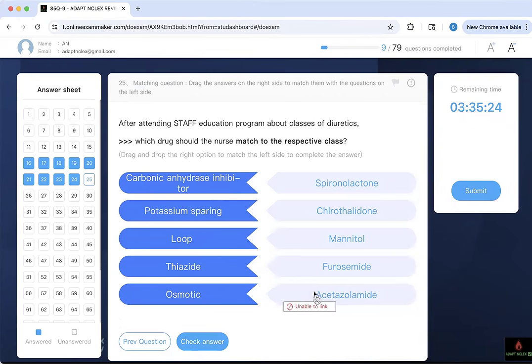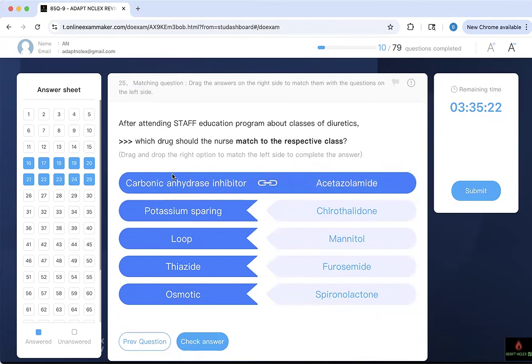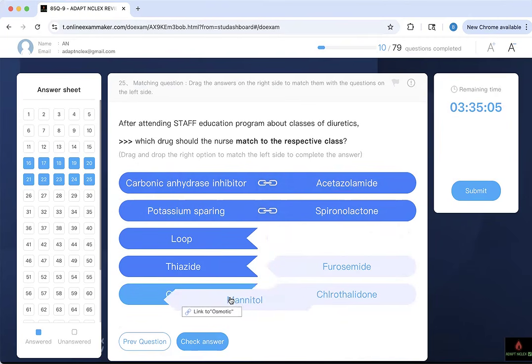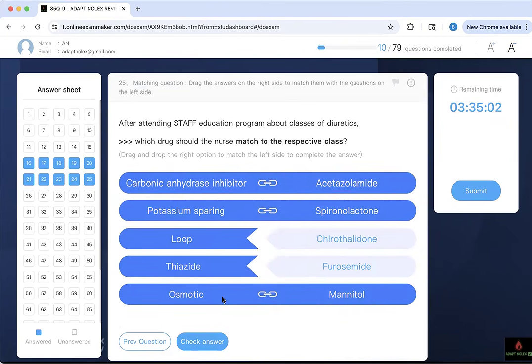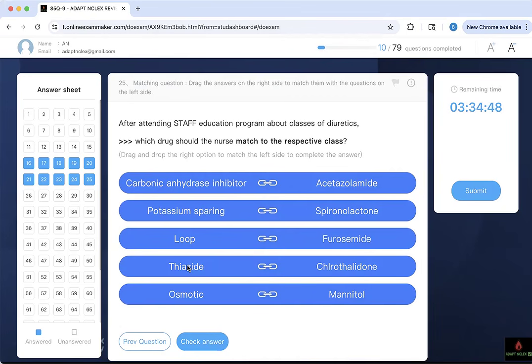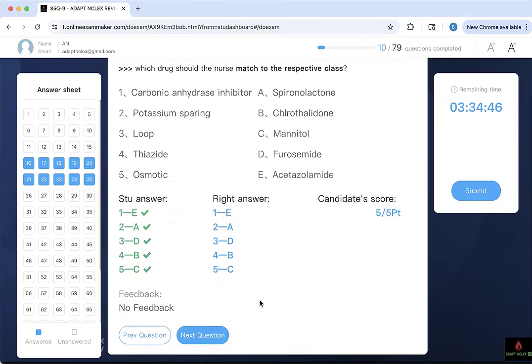Carbonic anhydrase inhibitor is acetazolamide. We usually use it for urine problems and other things, or glaucoma, where you can use it to pull fluid from the eye. Potassium sparing is spironolactone, classic. Osmotic diuresis is what? Mannitol. And loop diuretic is furosemide. And of course, chlorothiazide is thiazide related. All these are diuretics that you need to know about. So that's the pairing here.